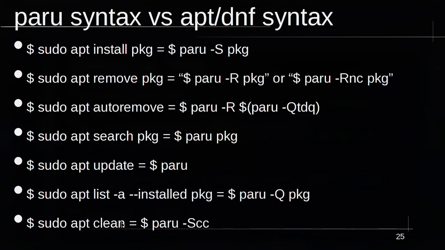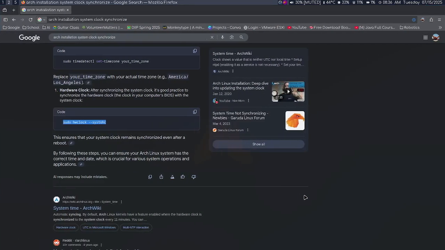Now to list the installed packages, to search the installed packages for a specific package, in Debian you have to do this. In Arch, you just do paru -Q and then the package name. So for example, if I do paru -Q grub, I can see my grub. This is a package that I have.